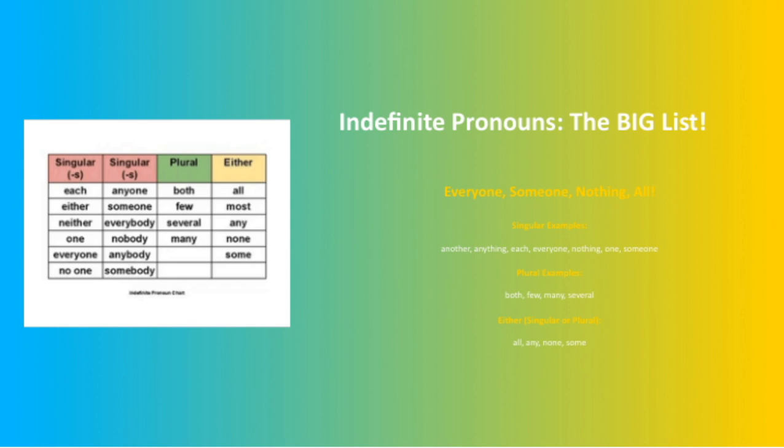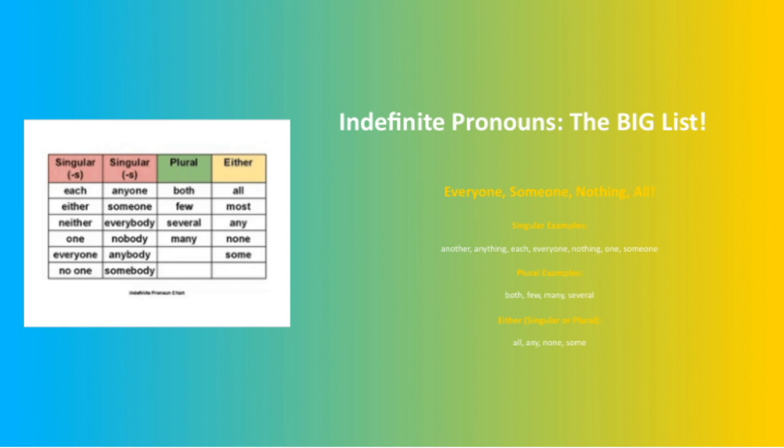Then there are words like both, few, many, and several. These are used with plural nouns to describe quantities or groups. For example, both refers to two items, while many or several suggest larger groups. Moving on to plural examples, words like another, anything, each, everyone, nothing, one, and someone. These are commonly used in sentences to refer to people or things in a nonspecific way, often focusing on individual members within a group or an unspecified object.